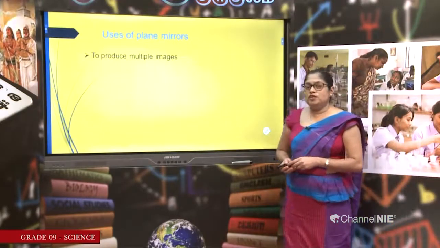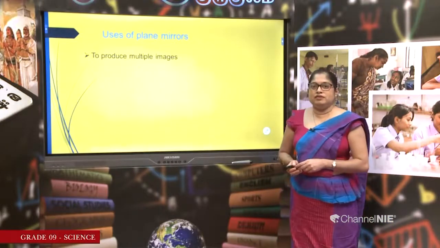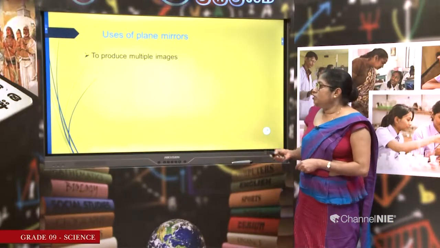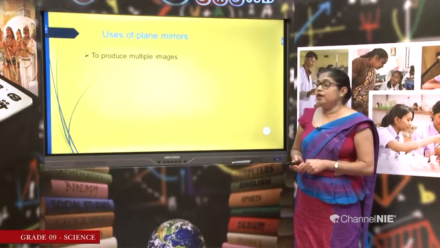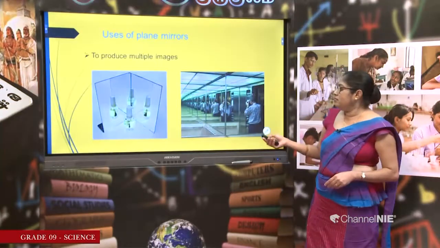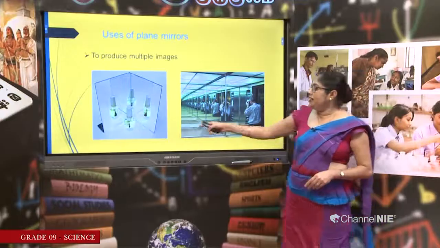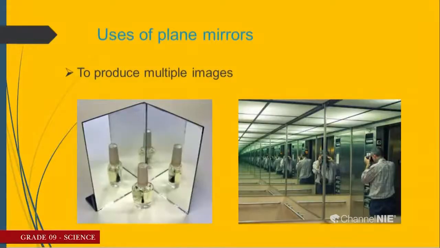Let us move on to the uses of plane mirrors. Plane mirrors produce multiple images. Here you can see two plane mirrors are kept at an angle. You can see many images in it. Multiple images means more than one image. So, in this diagram there are many images formed by plane mirrors.